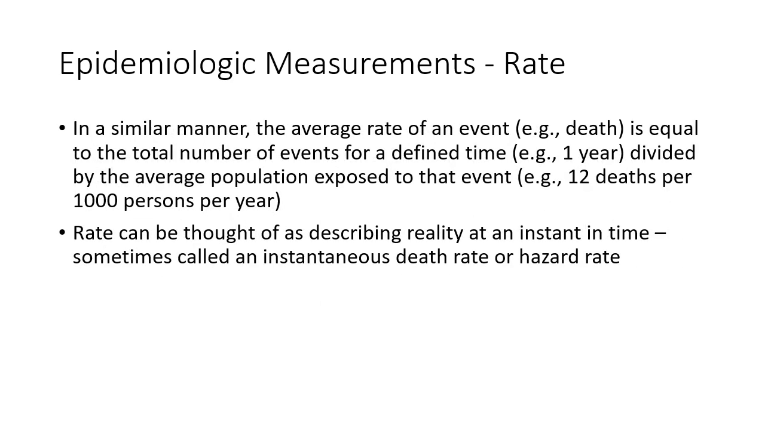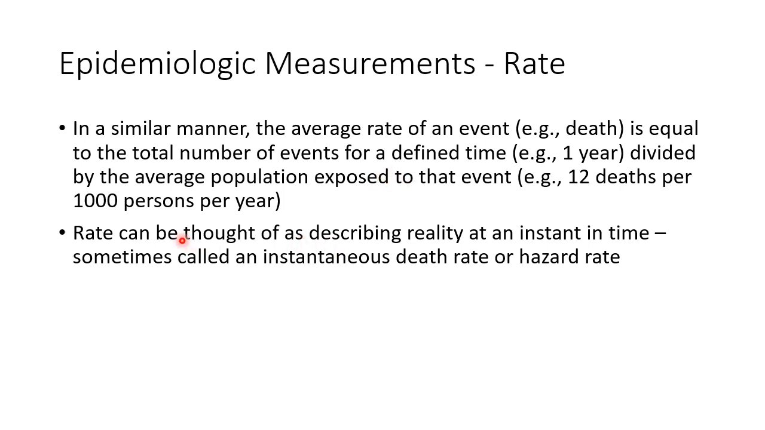Looking at this in a similar manner, the average rate of an event, in this case death, is equal to the total number of events for a defined period of time, usually over a year or over 5 years, whatever we define it as, divided by the population that was exposed to that event. Then we can say we have 12 deaths per 1,000 persons per year. It gives us a better idea of the force of mortality for those people. I'll show you that when we do some comparisons, and we can go back to the nursing home example in just a moment.